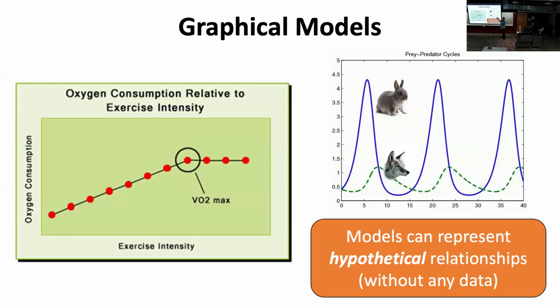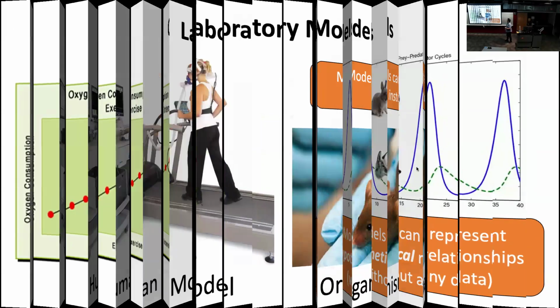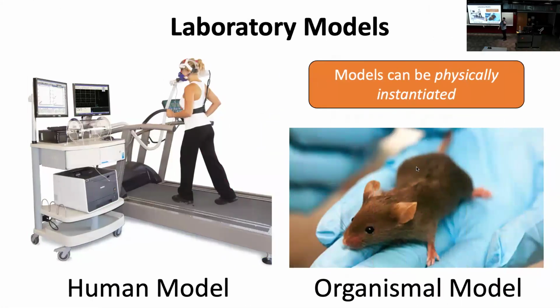But it is still basically a model. It's a what if: what if you introduced a predator and a prey and it was just the two of them together, what might occur? And this is one model of what could occur, these cycles. We can also talk about laboratory models, and we've talked about this a little bit already with an organismal model like this animal model.